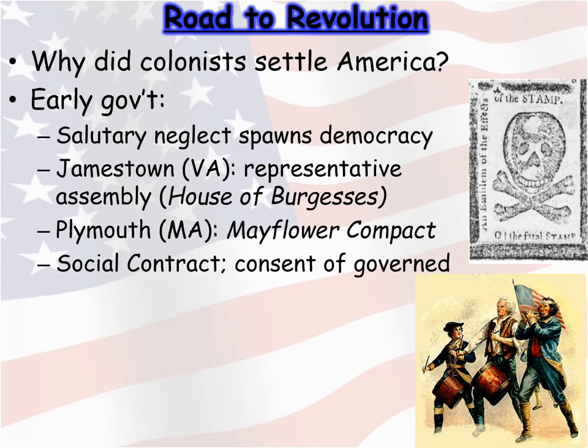You've got the very first representative assembly in Jamestown, Virginia, known as the House of Burgesses. This was following Bacon's Rebellion, where it was a commonly held belief that the upstart colonists needed to kind of have a mindful eye over them. And so people elected burgesses to represent their will on a governing body. And when I say people, of course, I mean white male landowners. But we'll talk more about that later.